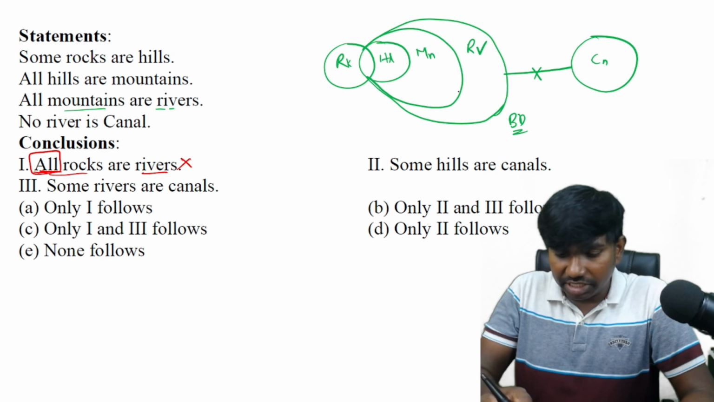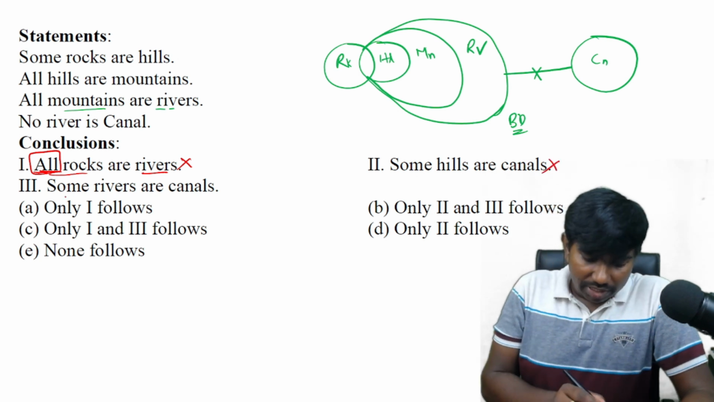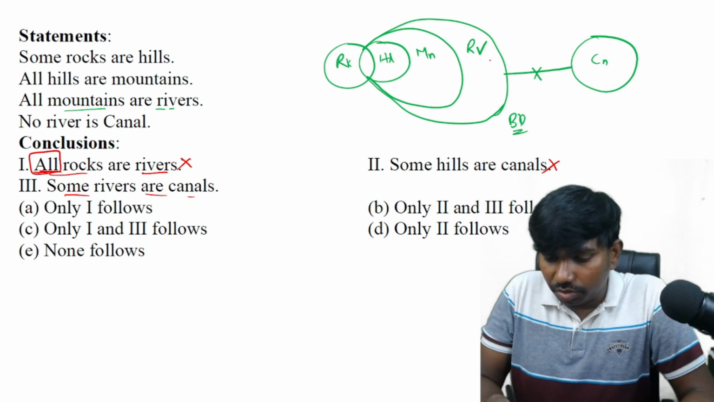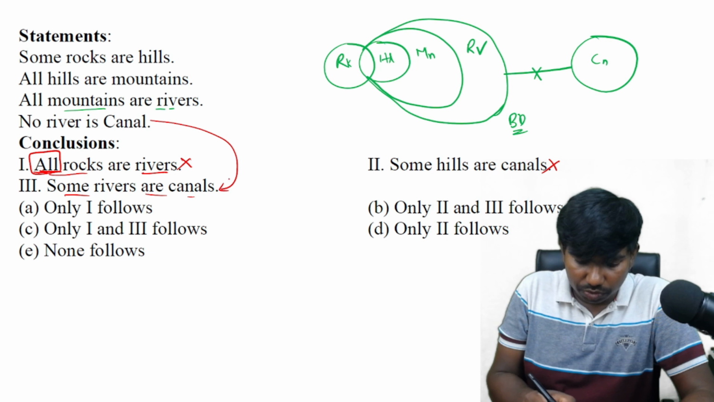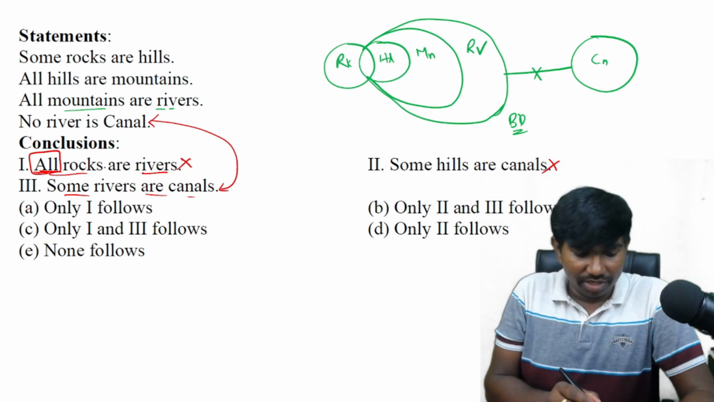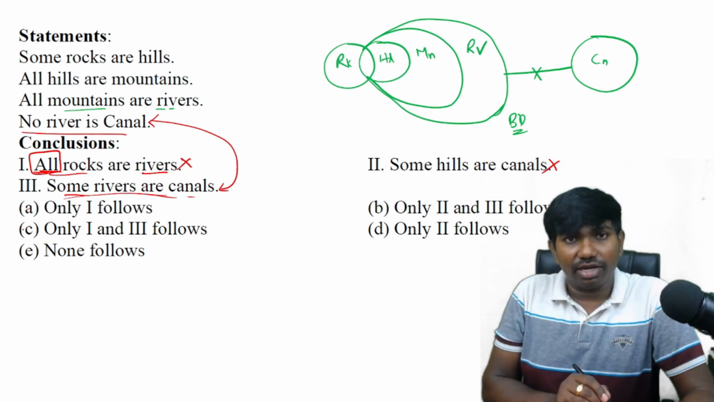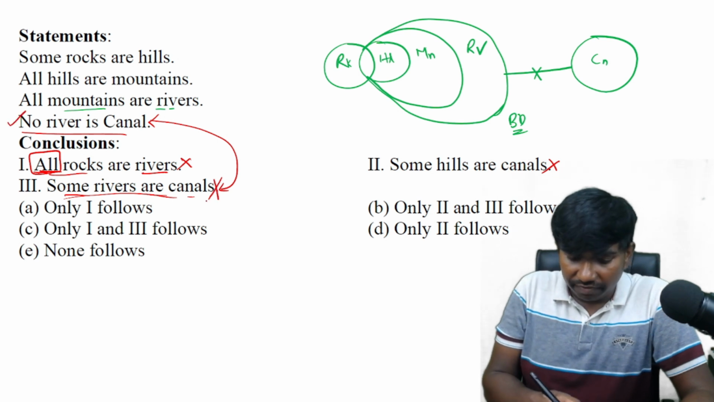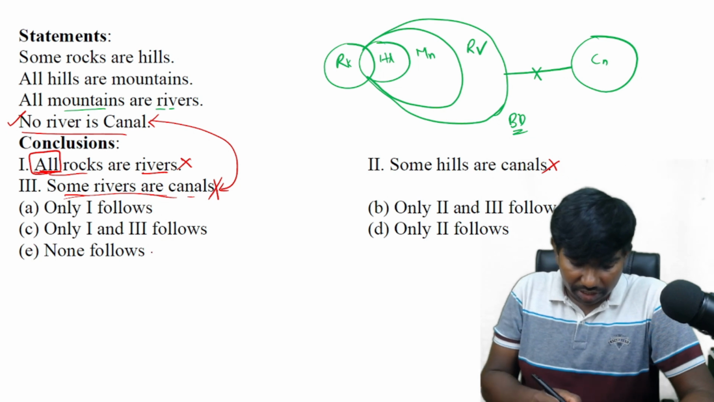Is there any intersection between hill and canal? No. So fail. Some rivers are canals. So river and canal also. From the statement itself we can say these two are contradictory, right? Here it says no river is canal, but here it says some rivers are canals. So the statement is true. That means the conclusion fails. False only. So finally the answer for this question is none follows.